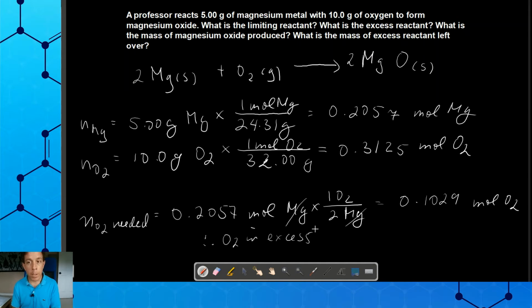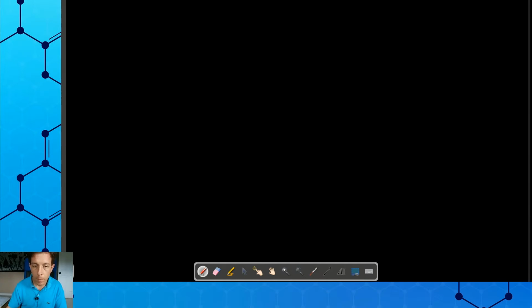And therefore, that means that the other reagent is going to be limiting. But we can prove that as well. Okay, so the other reagent is going to be limiting, so magnesium is limiting. So let's do that next. Let's see, from the moles of oxygen that we have available, how many moles of magnesium we could react. So we could do that as well.